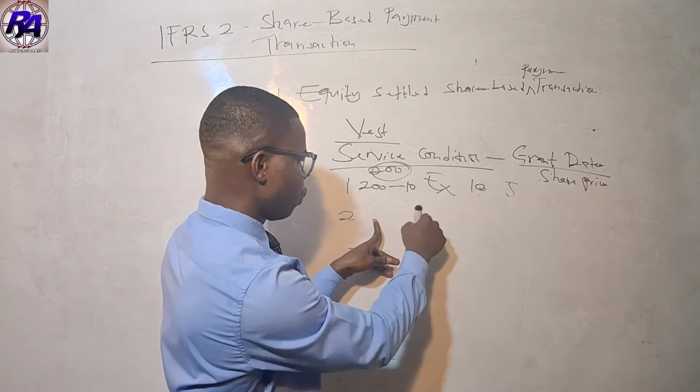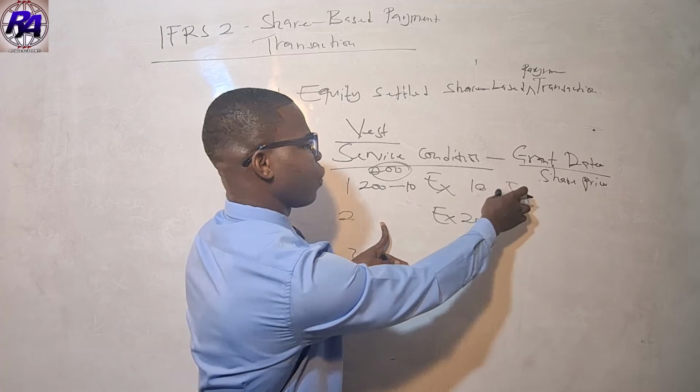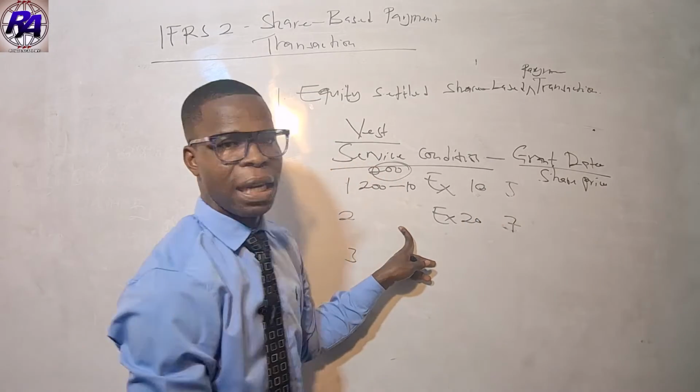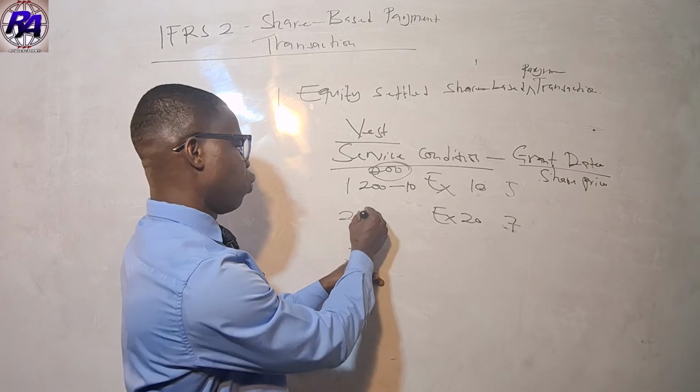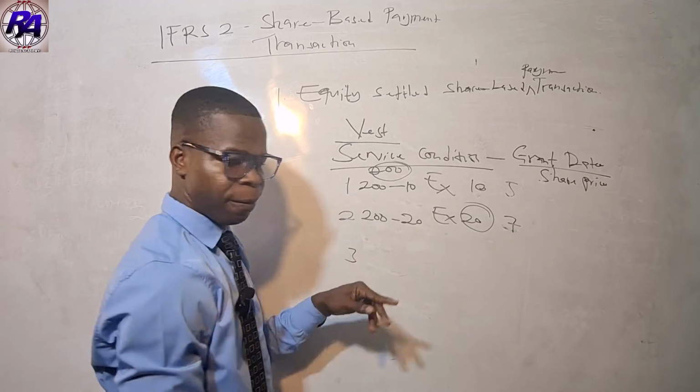Now let's come to year 2. In year 2, we are expecting that 20 will leave, and 7 actually left in year 2. When you come to year 2, it's going to be the total 200 minus those that are expected to leave.